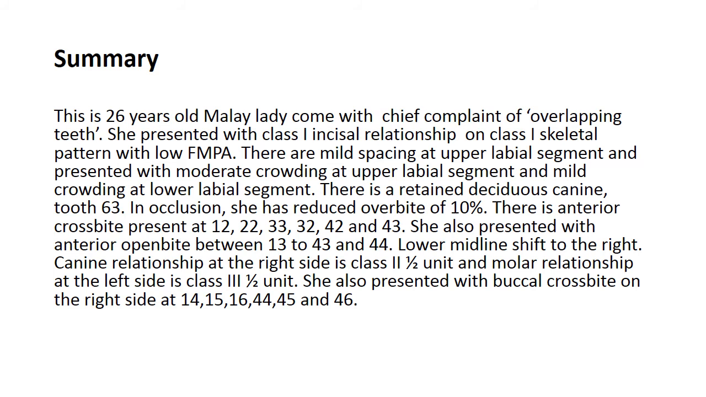There is a retained deciduous canine, tooth 6-3. In occlusion, she has a reduced overbite of 10%. There is an anterior crossbite presented at teeth 1-2, 2-2, 3-3, 3-2, 4-2, and 4-3. She also presented with an anterior open bite between 1-3 to 4-3 and 4-4. Lower midline shift to the right. The canine relationship on the right side is class 2 half unit, and the molar relationship on the left side is class 2 half unit. She also presented with a buccal crossbite on the right side at 1-4, 1-5, 1-6, 4-4, 4-5, and 4-6.